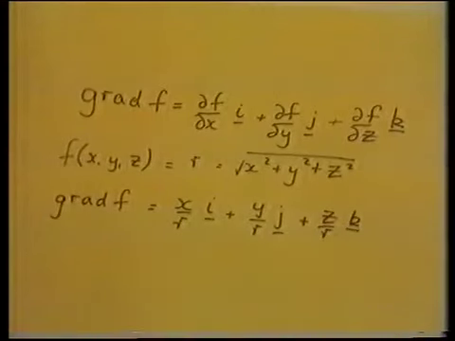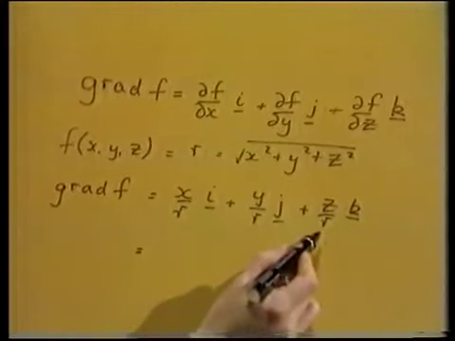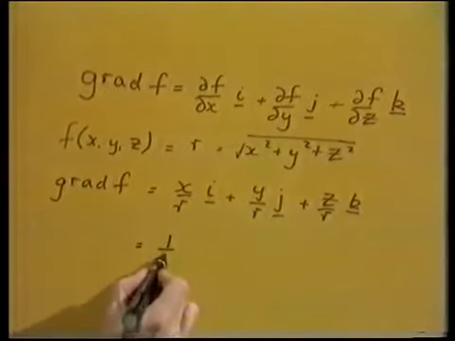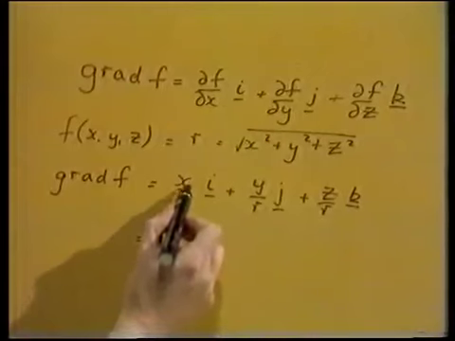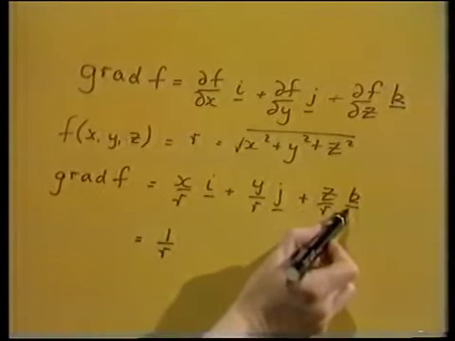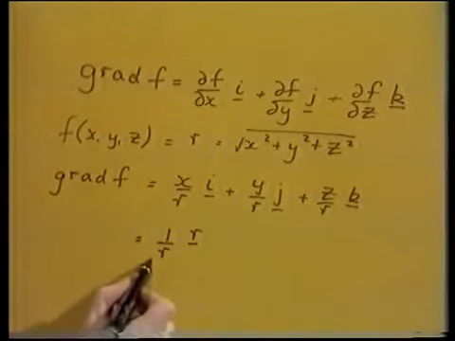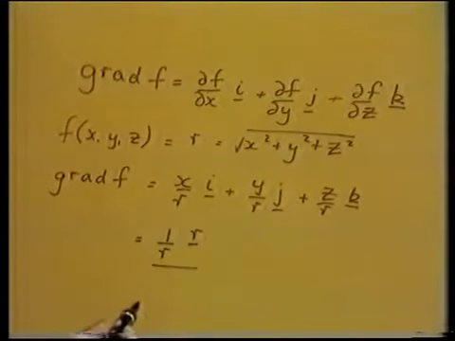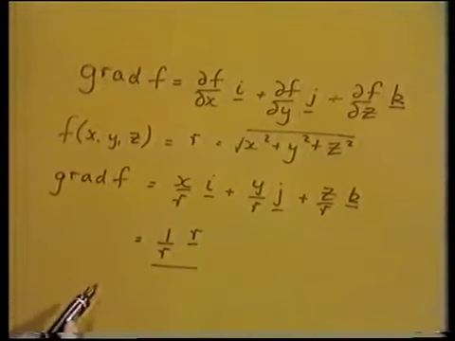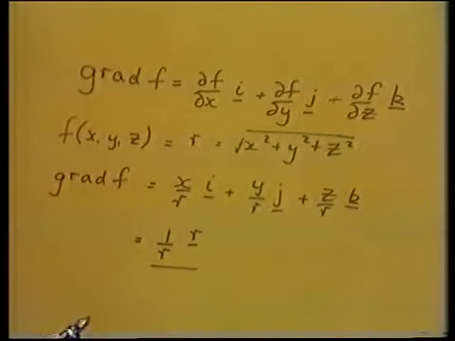Well, you'll notice that 1 over r is a factor in each of these terms. So I can put 1 over r as a factor, and that leaves xi plus yj plus zk, and that is our vector r. Well, you should recognise this as being a unit vector in the direction radially outwards. That gives us then the gradient of f for this particular function f.